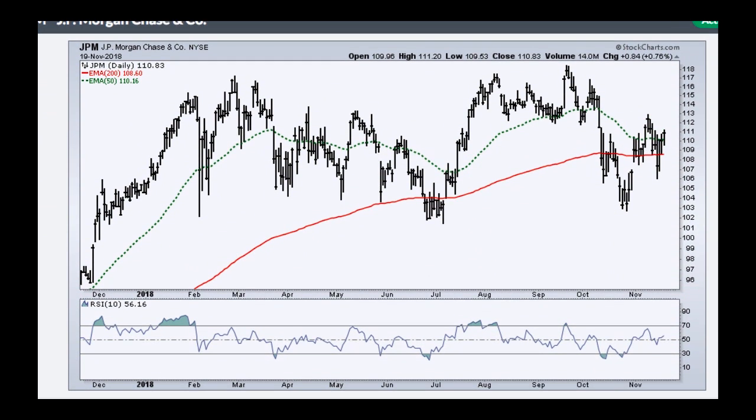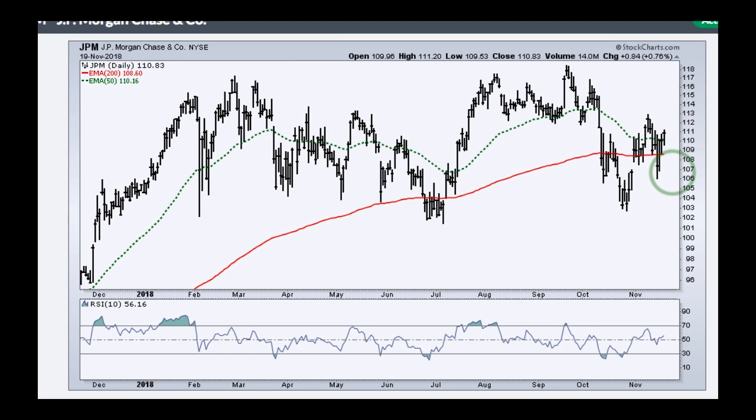JP Morgan Chase. Now, this is one that has gone nowhere for the entire year. It started 2018 down here around 105, so it is up a little bit. But you can see for the most part, it's just been one big trading range that it's been locked into. What I'm noticing, though, is you had this surge and this gap, and then we had a pullback, and we've moved up here. And JP Morgan was up yesterday when the market was down sharply.